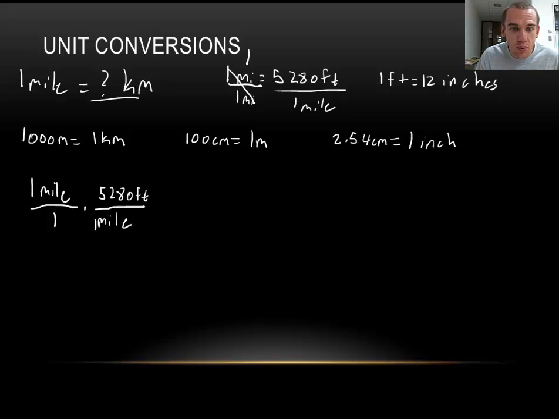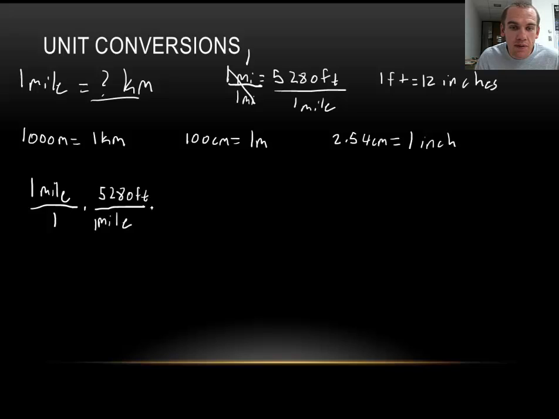This is the ratio of feet to miles. It shows me how many feet are in a mile. It's also equal to 1 because 1 mile and 5,280 feet are exactly the same thing. So I haven't changed anything except units. I've multiplied by a very well-chosen 1.